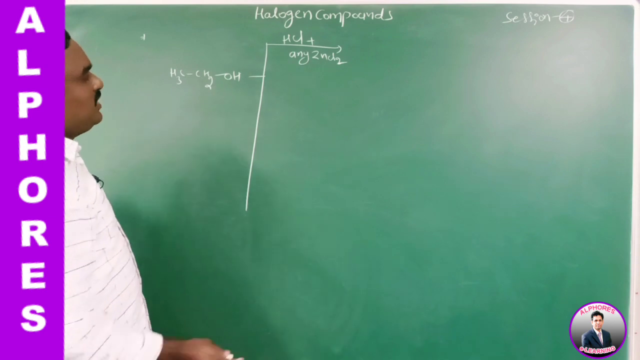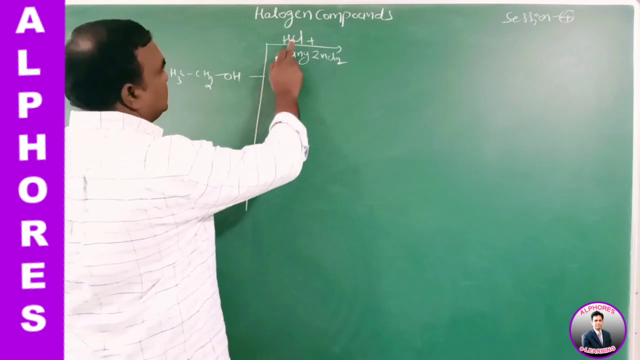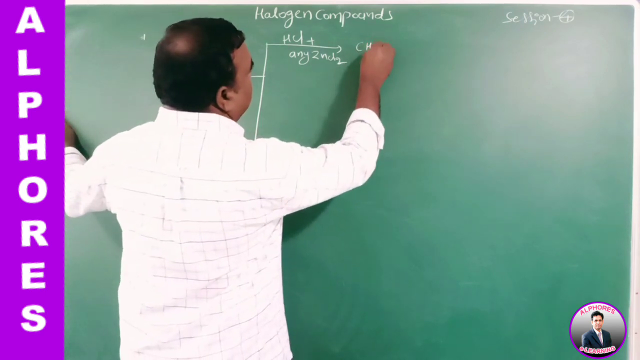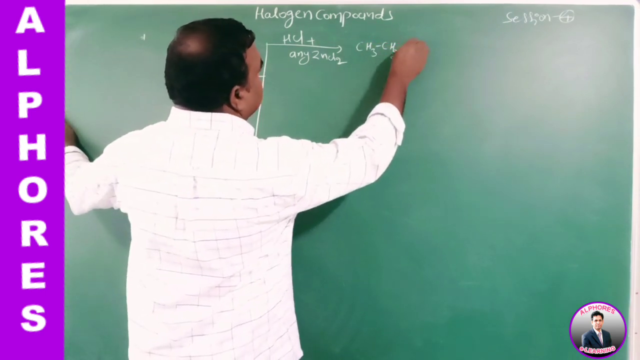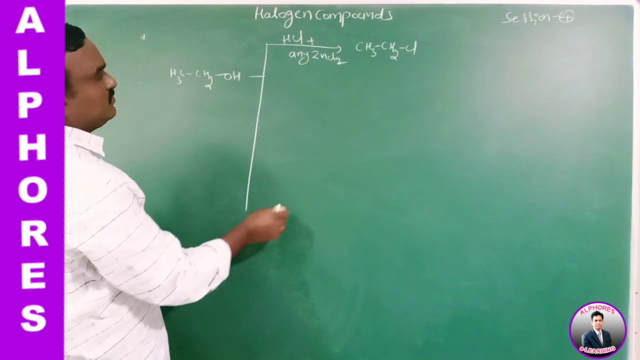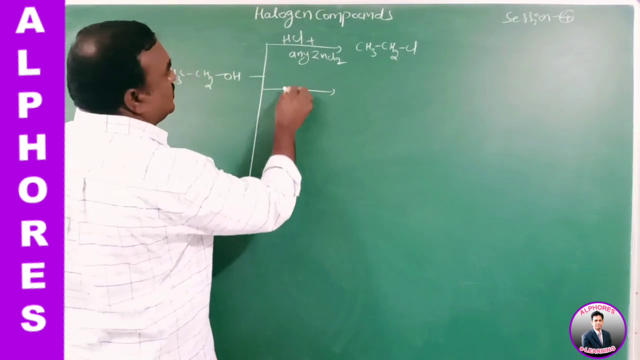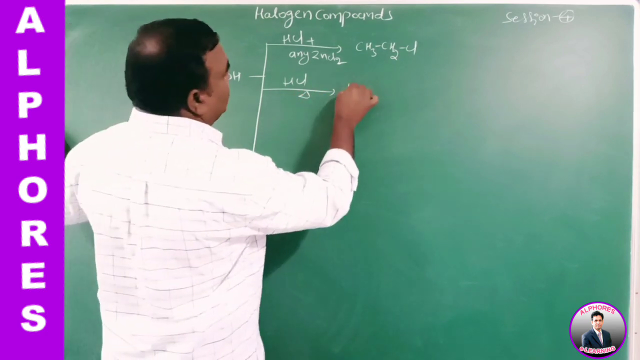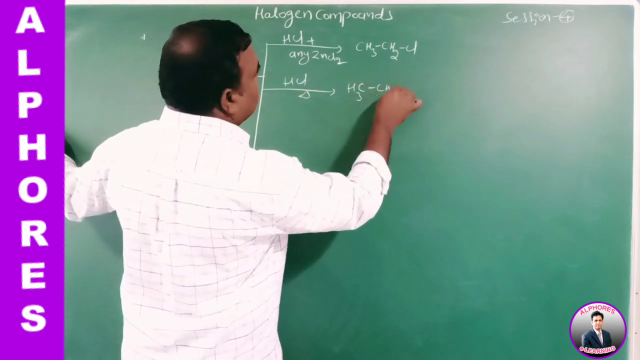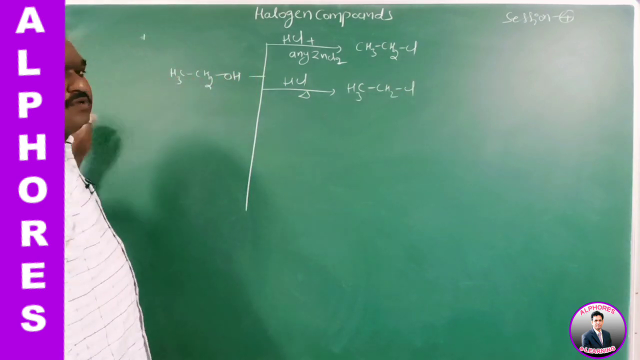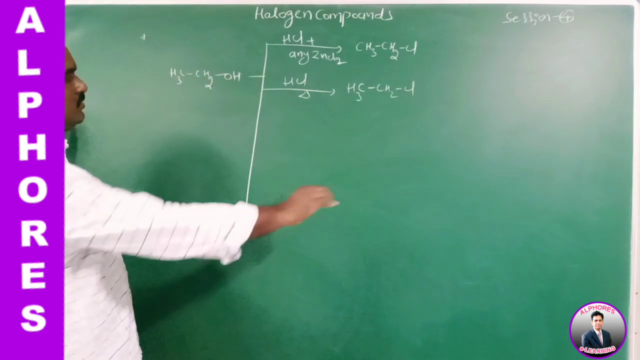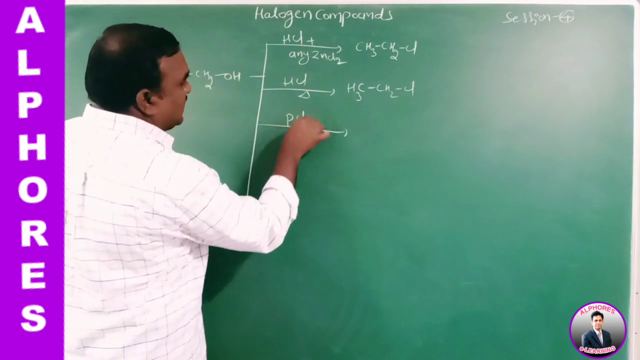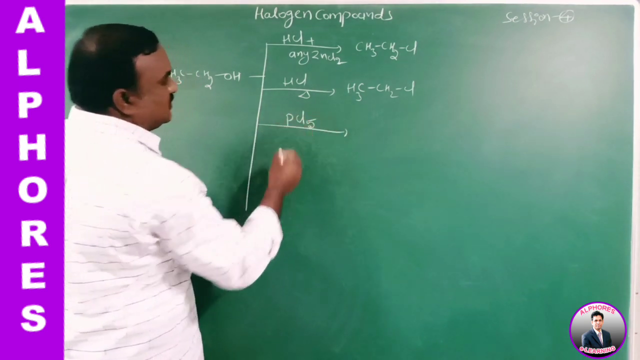Then what type of reaction is possible? OH minus is replaced by Cl. Nucleophilic substitution reaction. CH3CH2Cl. Sometimes they will give you HCl with temperature. Here also the same thing, we will write the product like this, CH3CH2Cl. For example, here a phosphorus halide is given, PCl3.